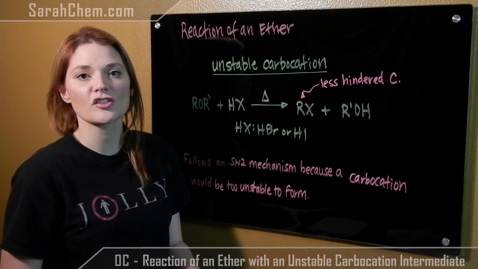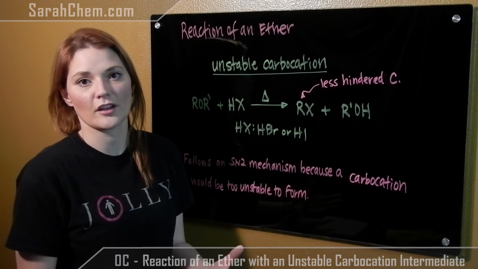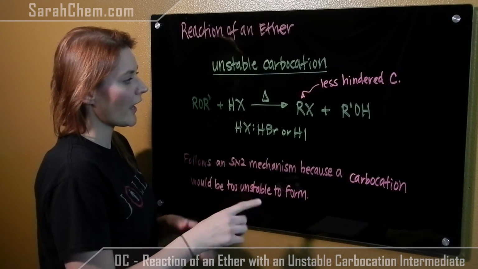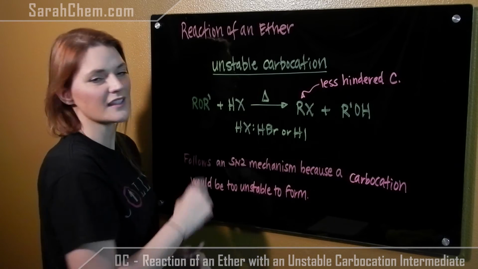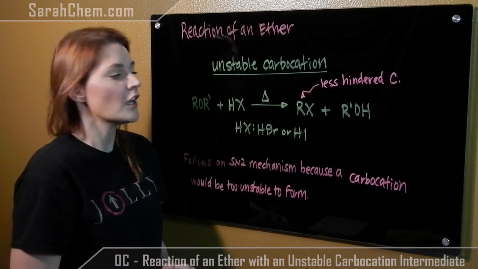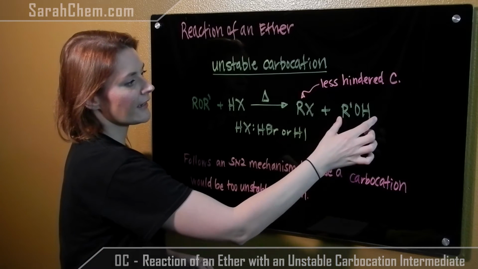It doesn't represent HCl, as ether is too unreactive with HCl. Additionally, to make this reaction go, we're also going to need to add heat because ethers are relatively unreactive. So out of this, we'll form an alkyl halide and an alcohol.